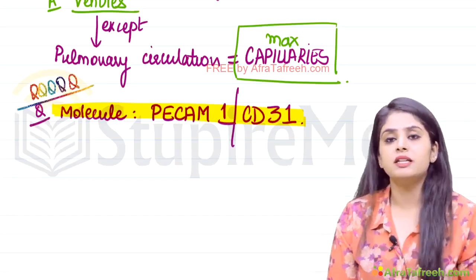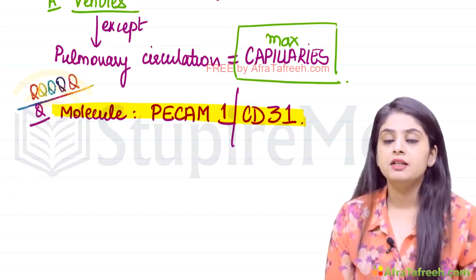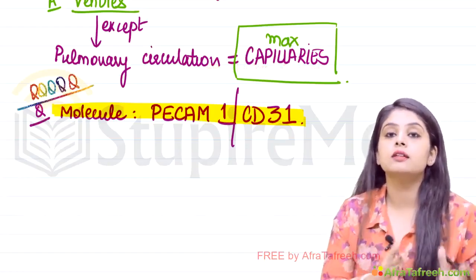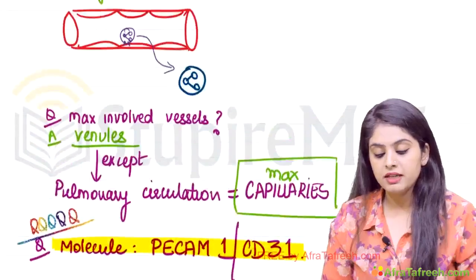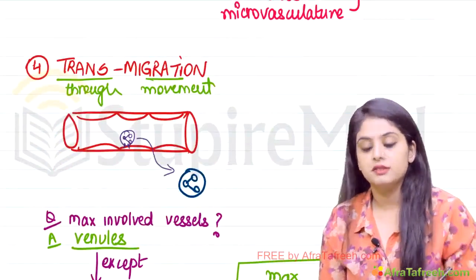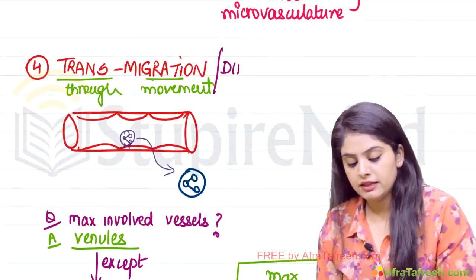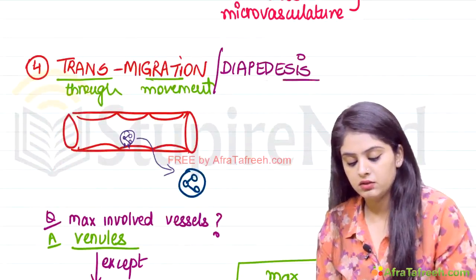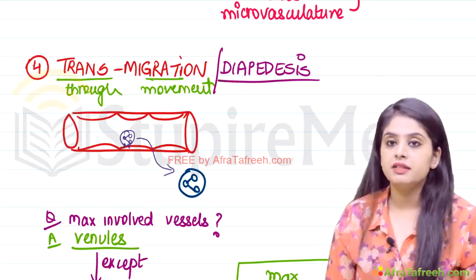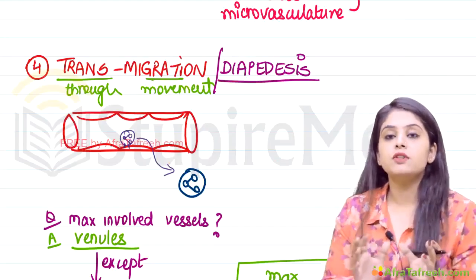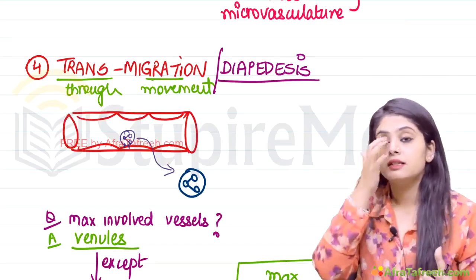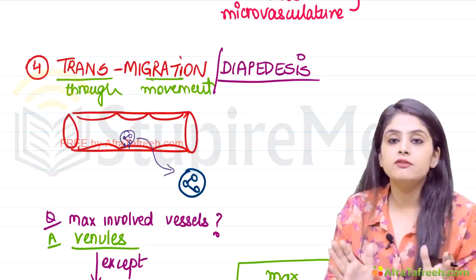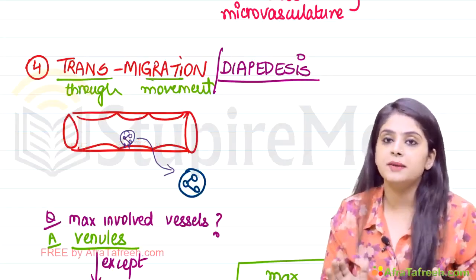Now students, transmigration is a self-explanatory term. Examiners tend to, instead of giving you transmigration, give you the other term for it. Remember, transmigration is also known as diapedesis. So instead of giving you a simple term like transmigration, the examiner will give you a slightly difficult term like diapedesis, but don't get confused, they essentially mean the same.